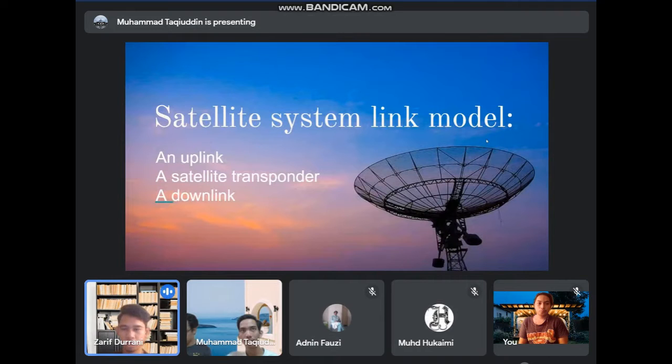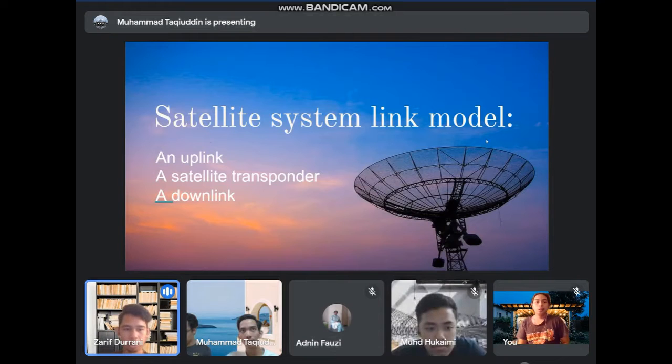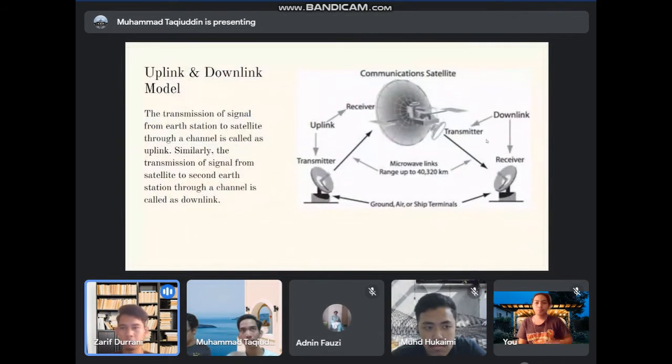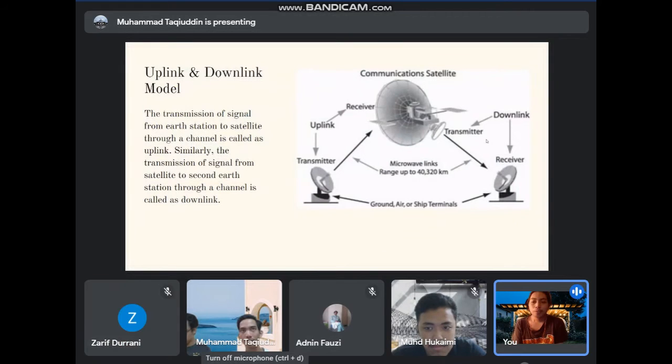A satellite system link model essentially consists of three basic sections: an uplink, a satellite transponder, and a downlink. Further explanation will be given by my group. For our uplink and downlink model, the transmission of signal from the Earth station to the satellite through a channel is called the uplink. Similarly, the transmission of signal from the satellite to a second Earth station through a channel is called the downlink.